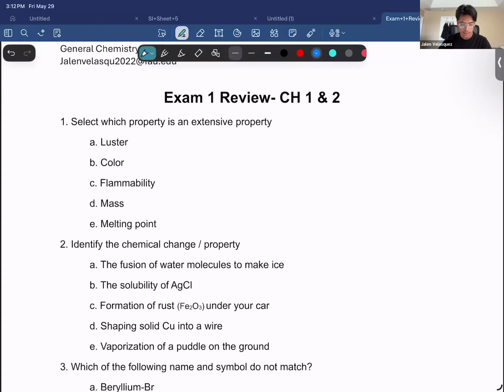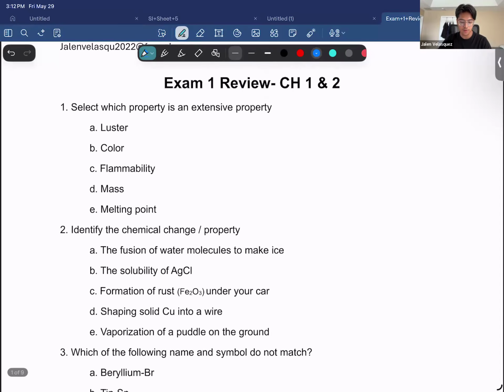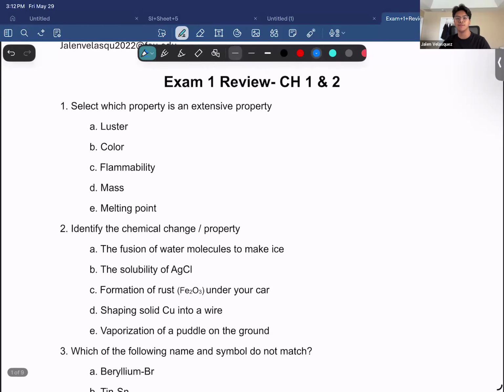So number one, this asks for you to select which of the following properties is an extensive property. So we have luster, color, flammability, mass, or melting point. So anybody, if you want, you can unmute or just drop your answer choice in the chat. So I need to look at what is an extensive property. Good. It's going to be D, mass. Mass is an extensive property.